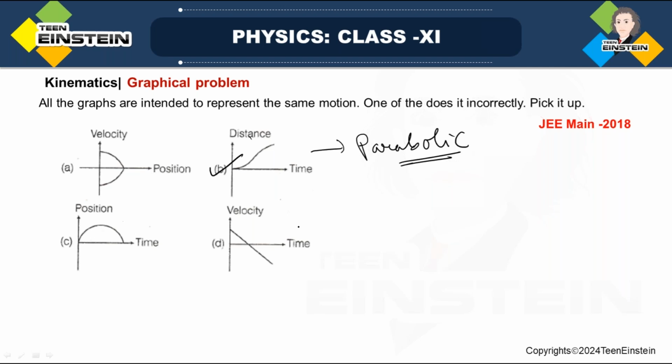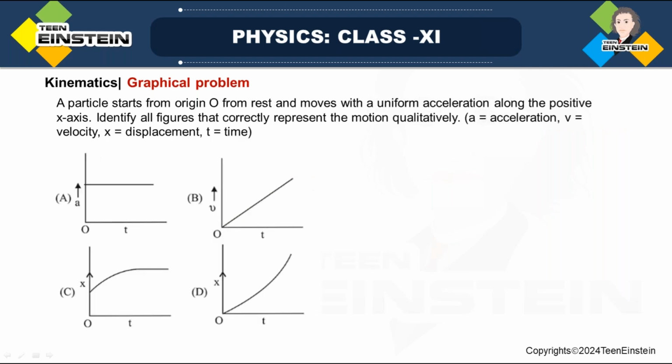All right, now let us go to the next problem. This question says a particle starts from origin. What is the question saying? The question says a particle starts from origin O from rest and moves with a uniform acceleration along positive x-axis.